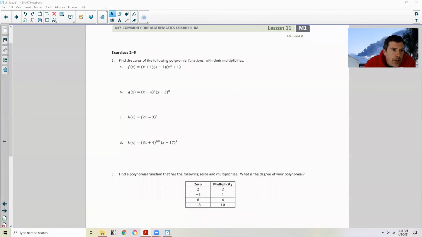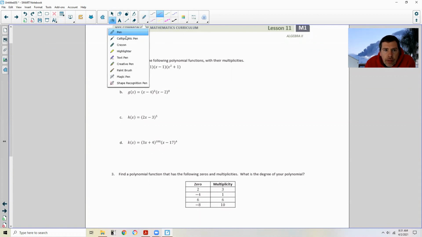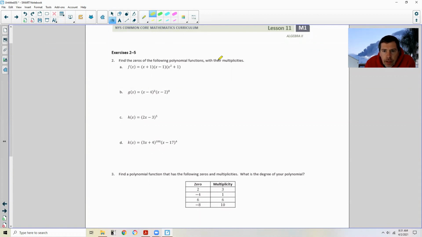All right, page 2. Is this page 2? It is page 2. Exercise 2 through 5. It says find the zeros of the following polynomial function with their multiplicities. Well, there's a new term right there. And what that simply means is how many times does something have that same factor? So f of x equals x plus 1 times x minus 1 times x squared plus 1.